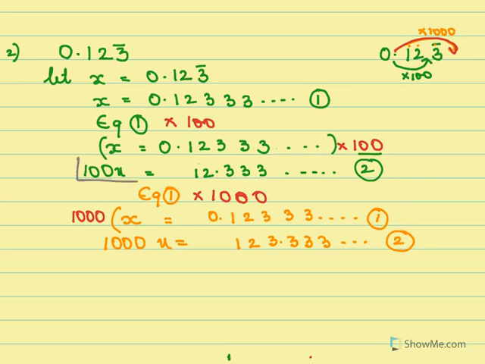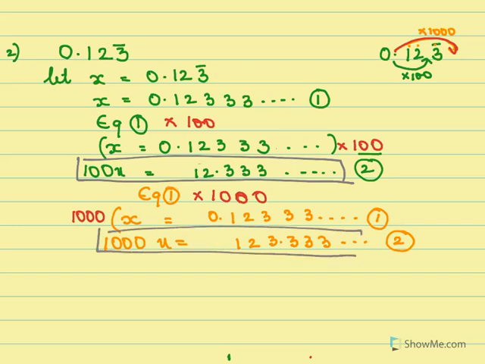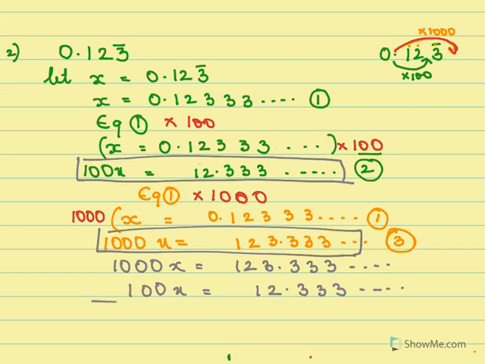Now it's time to subtract, so I will take the second equation and the third equation and subtract them. Here's the third one, 1000x equals 123.333, and then the second one is 100x equals 12.333. Subtracting, I'll get here 900x equal to 111.